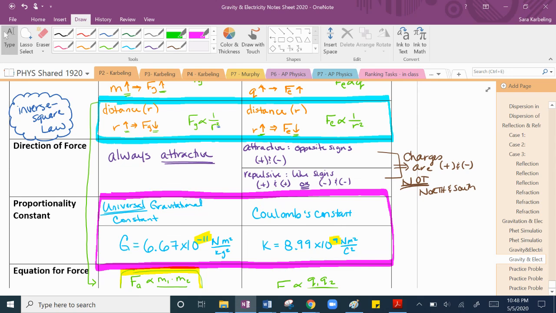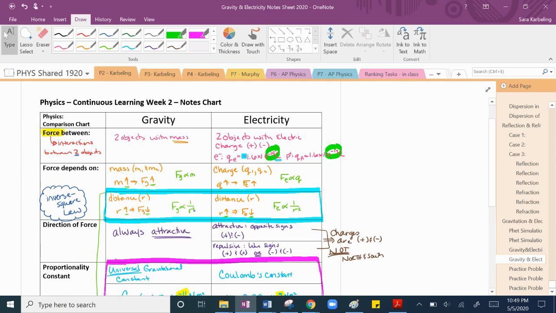Okay, so that is all for this chart. There are some problems on the next page, and I'm going to record a separate video for you for those. And I would strongly encourage you to take a look at that before you work on the assessment.